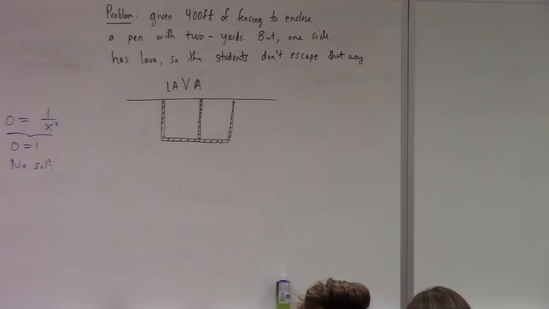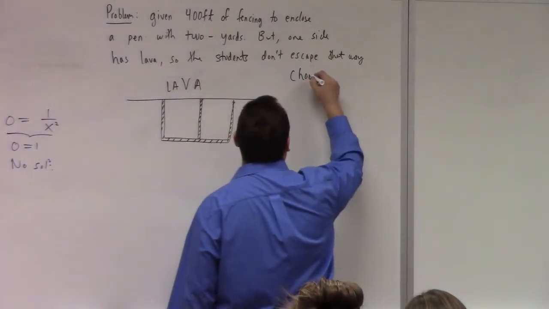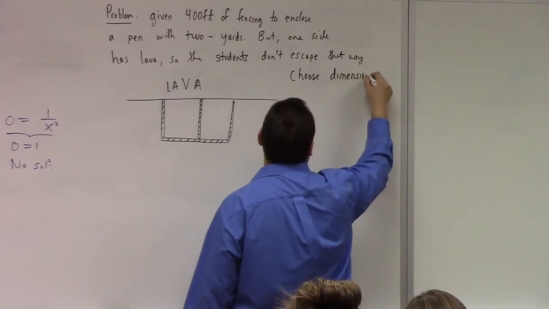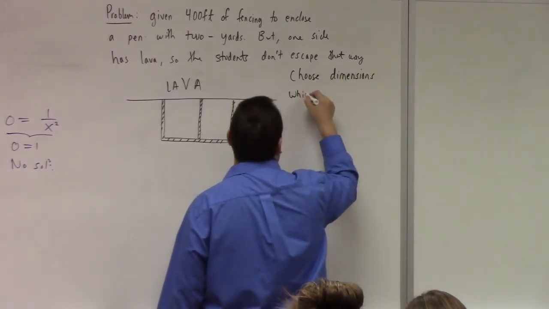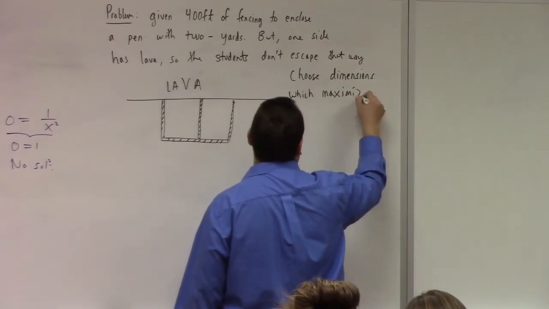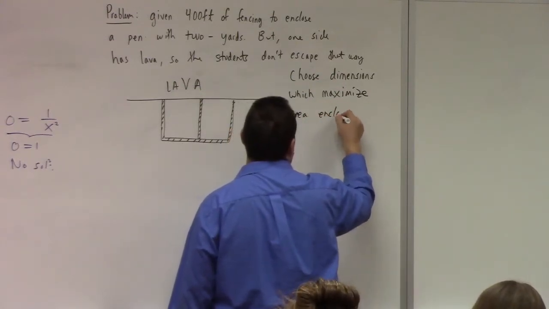Okay, so the question is, what dimensions should I choose to maximize the area enclosed? Choose dimensions which maximize area enclosed.